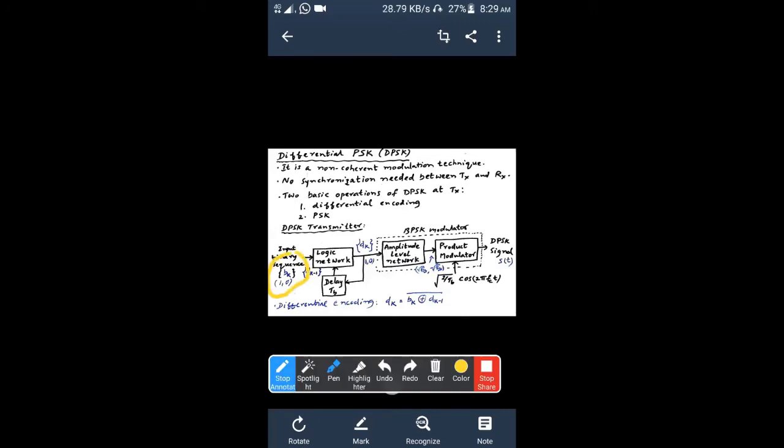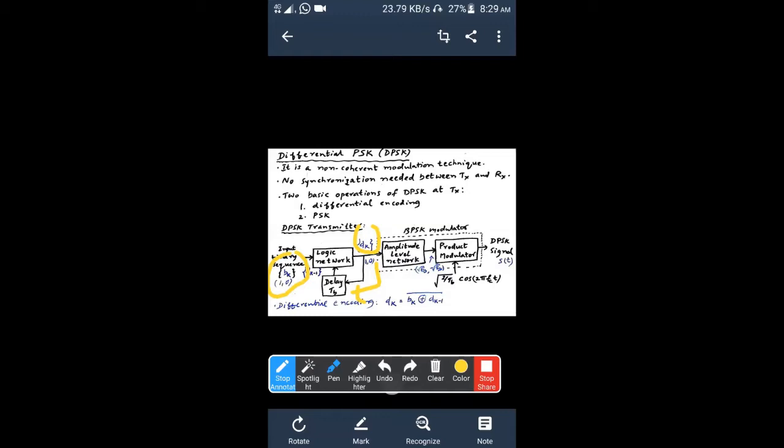So BK is converted to DK. This particular information is converted to DK. Both are binary sequences only, ones and zeros only, right? After that, this DK is connected to a delay. Delay is a circuit which introduces a delay of TB, that is 1 bit duration, one symbol duration. After that, it's given back to the logic circuit.